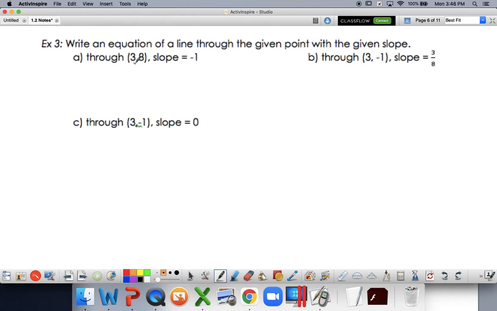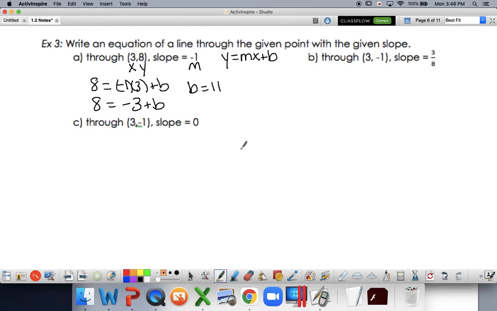So the first thing I have here is the point (3, 8) and a slope of -1. So here's my x, here's my y, here's my m. I'm going to plug that into y equals mx plus b. I have 8 is equal to -1 times 3 plus b. 8 equals -3 plus b. I therefore add the 3 to both sides, and I get that b is equal to 11.